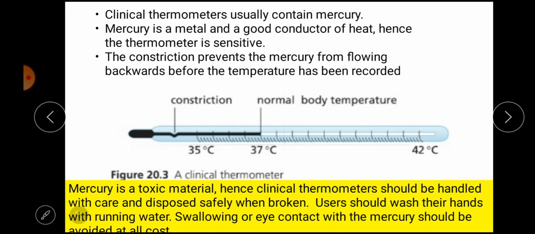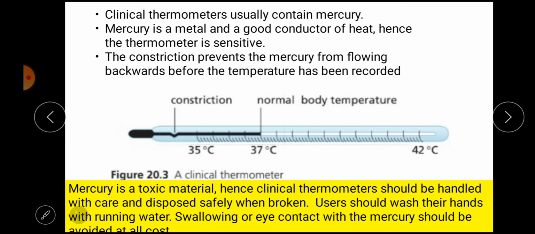A clinical thermometer usually contains mercury. Mercury is a metal and a good conductor of heat, hence the thermometer is more sensitive. So it's more sensitive than the laboratory thermometer. The constriction prevents the mercury from flowing backward before the temperature has been recorded.